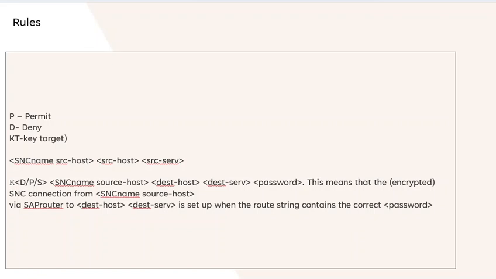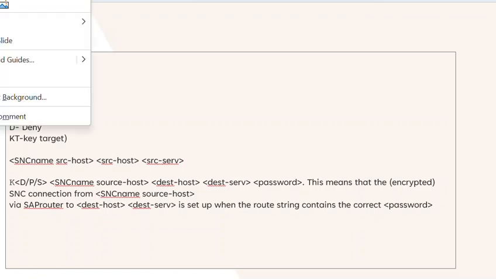I will show you the connection strings and entries, how they will look. When I say D, that is deny, which is nothing but what I have to deny. And the next one is KT, which is key target. In this case, I have to use SNC, which is certificate based.